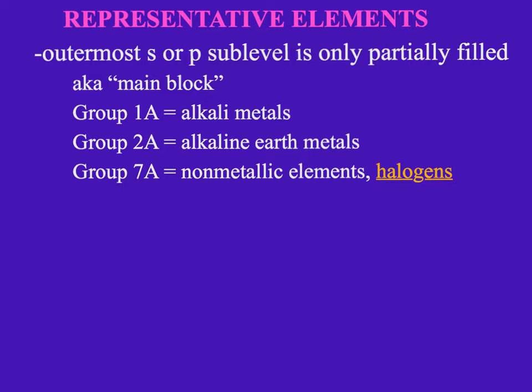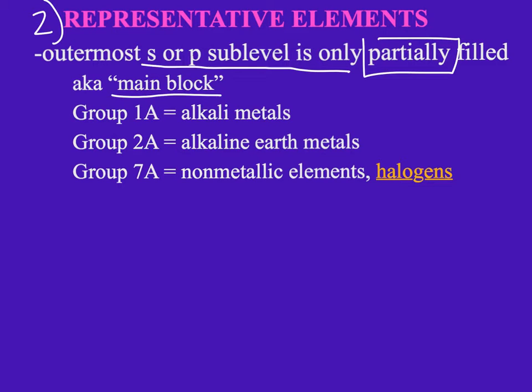Category 2 is your representative elements. The representative elements, based on their electron configurations, are categorized by having the S or P sublevel only partially filled. So that means that at the end, they may not necessarily have 2 electrons on each line. Your representative elements are also known as the main block elements.